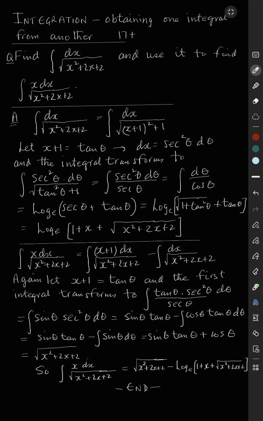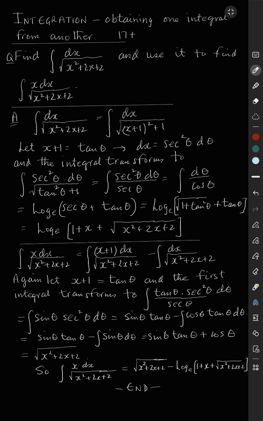So that's sine theta tan theta minus the integral of sine theta d theta, and that's equal to sine theta tan theta plus cos theta, and then reverting to the old variable, which is quite easy because we've got x plus 1 equals tan theta. That simply comes down to the square root of x squared plus 2x plus 2. So the entire integral will be square root x squared plus 2x plus 2 minus log to base e of 1 plus x plus square root x squared plus 2x plus 2.